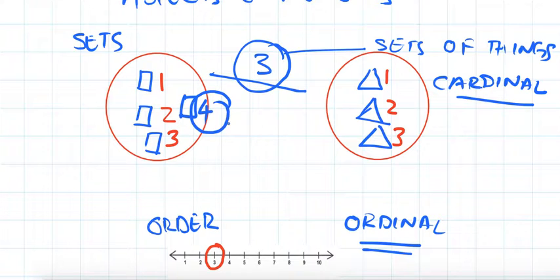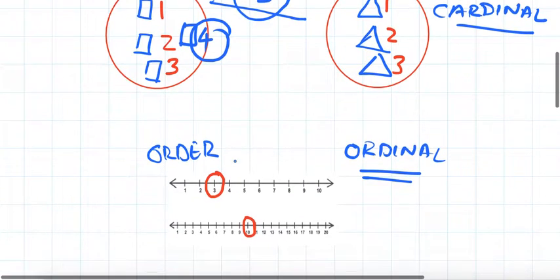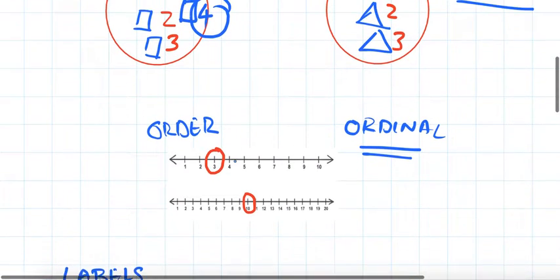And when a child begins to understand that the last number on the ordinal system is essentially the same as the cardinal number of the set, this can be quite important when the child begins to understand the numbers and the numbering system.